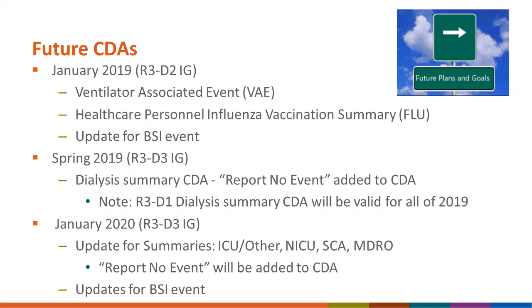Planned for 2020 are the updates to ICU, NICU, SCA, and NDRO Summary CDA, and will include Report No Events. The BSI event will be updated to include a few more fields, as Ahmed discussed earlier. The R3D3 IG is in the last stage of the HL7 ballot process and is expected to be published soon. Next slide.